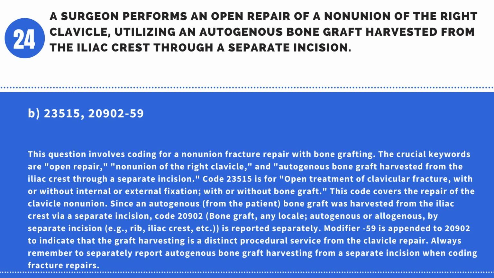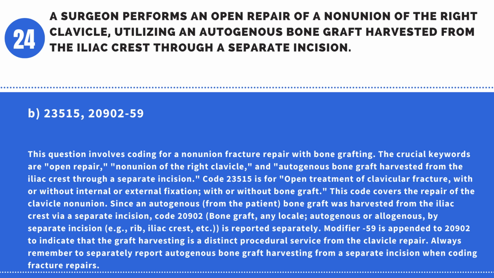23,515, 20,902-59. This question involves coding for a non-union fracture repair with bone grafting. The crucial keywords are open repair, non-union of the right clavicle, and autogenous bone graft harvested from the iliac crest through a separate incision. Code 23515 is for open treatment of clavicular fracture, with or without internal or external fixation, with or without bone graft. This code covers the repair of the clavicle non-union.